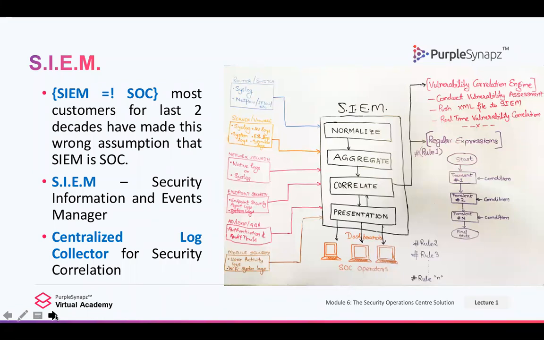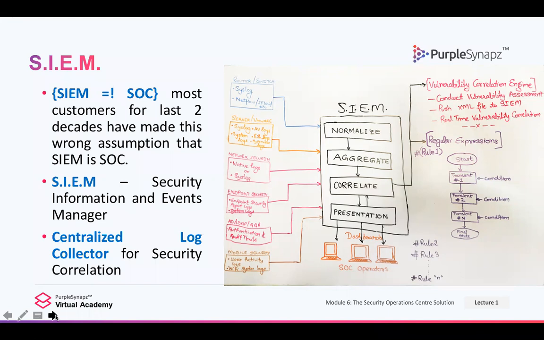It is not equal to SOC, because I have just shown you in the previous slide that SOC is people, processes, and then come the tools. You might have an amazing team of people, but you are very weak on processes, then you would need some kind of SIEM. But the journey which I have seen in 2 decades, which most customers have taken, is they've already finalized what SIEM they want to buy, and then they're putting people and processes around it. It doesn't work in this direction, because they have believed that SIEM is equal to SOC.